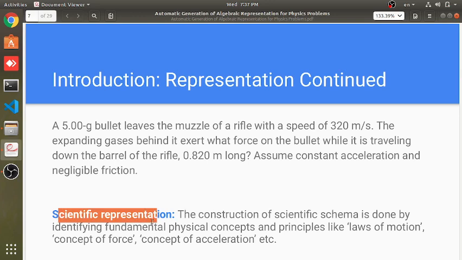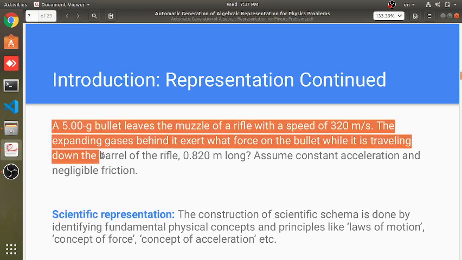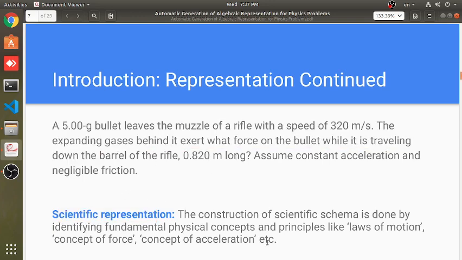The next representation is the scientific representation, which gives the idea of what different laws of physics are involved in this case. This gives us an idea of what the equation is or what chapter we should read so that we can learn about or solve this problem. For this problem, we can say laws of motion, concept of force, concept of acceleration. These are the different physics concepts mentioned in the scientific representation.